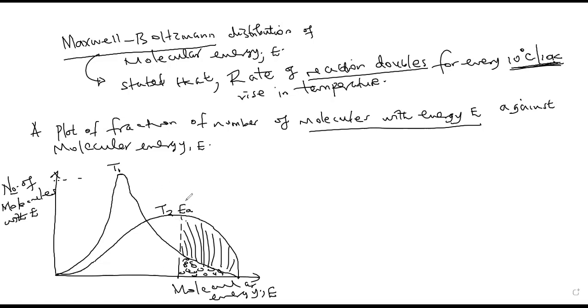thus increasing the chance of successful collisions. So at T2, there is an increased chance of collisions, meaning that the moment you increase the temperature from T1 to T2, you expect a lot of collisions of the particles, increasing the rate of reaction.